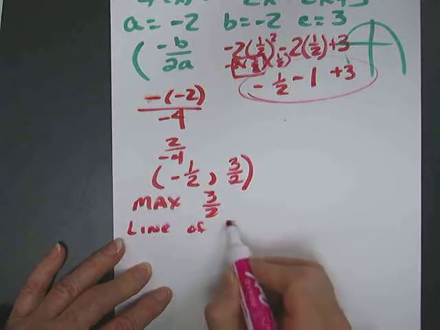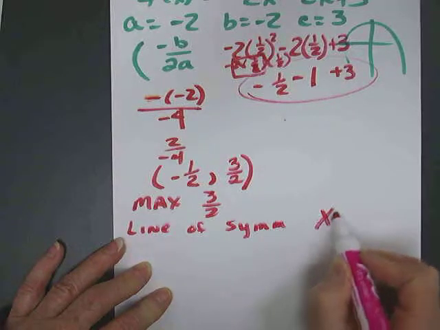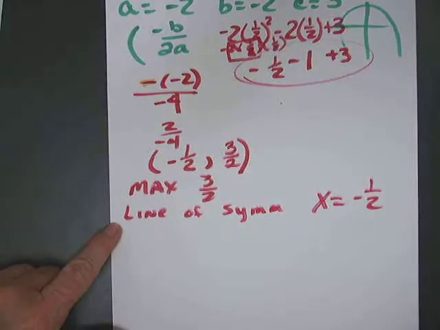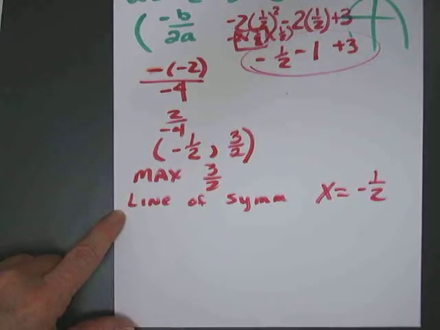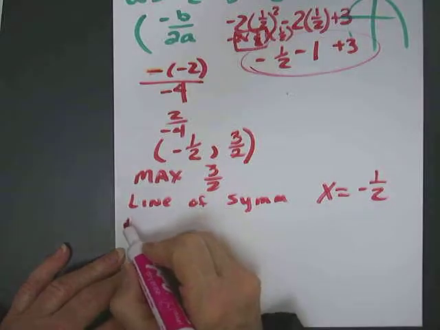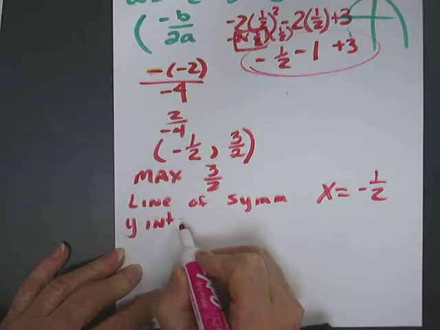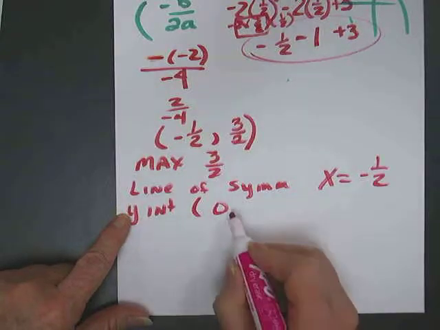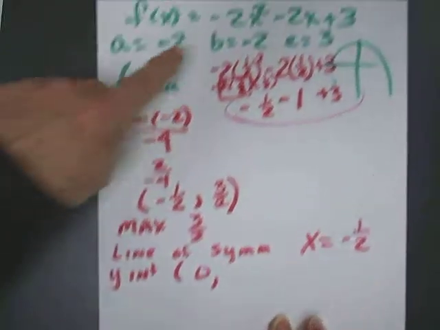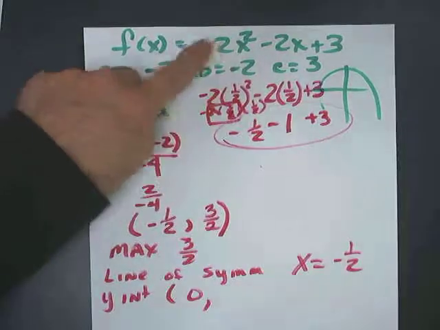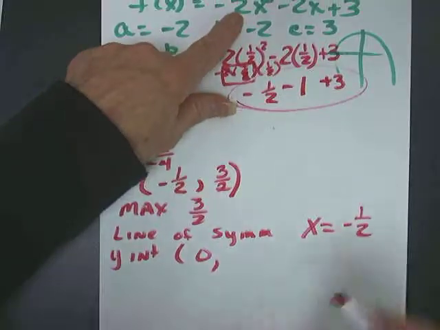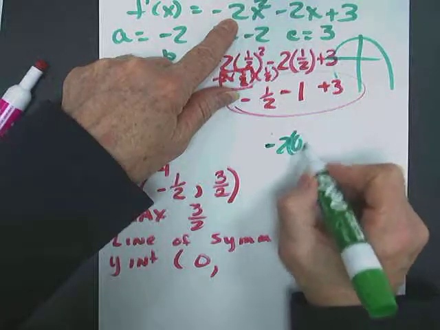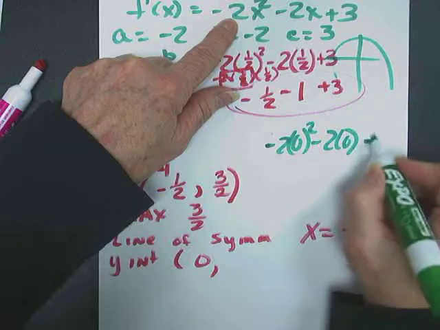Negative 1.5 plus 3, is that 1.5? Positive 1.5? Positive 3/2? Positive 3/2, right? And is this a max or a min? Max. And our max value is 3/2. Our line of symmetry, x equals negative 1/2, right?